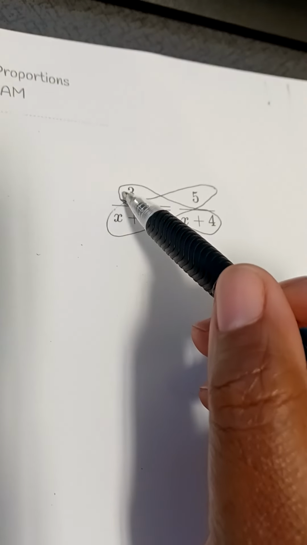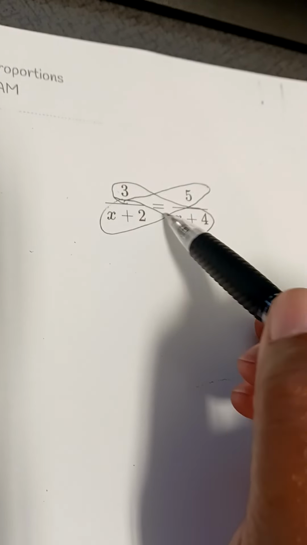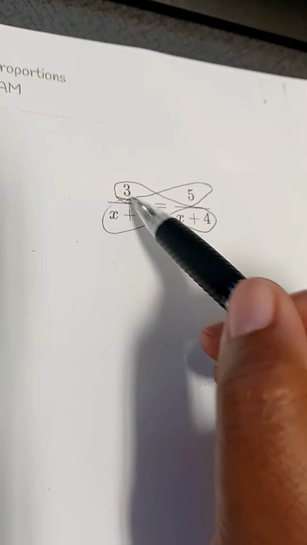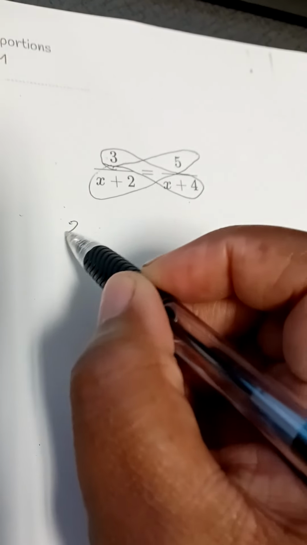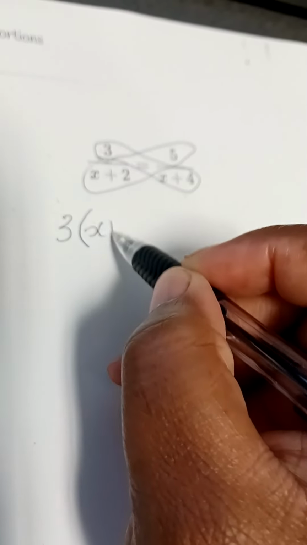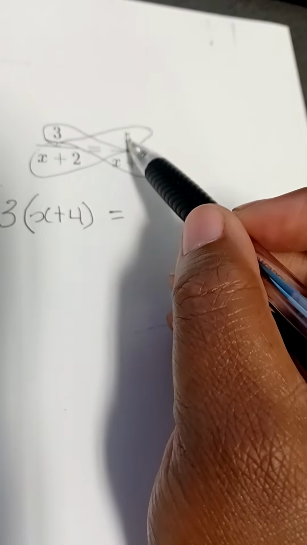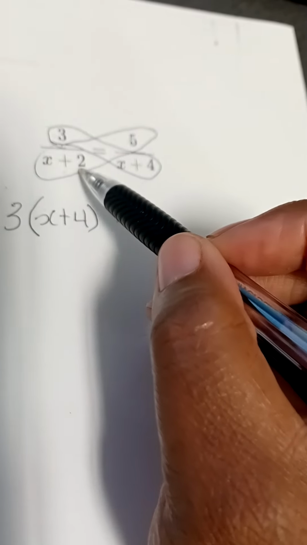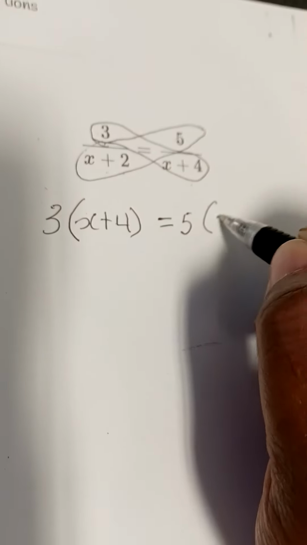So now we're going to take our numerator and multiply it with our denominator on the opposite side. See the equal sign? So we have the 3 multiplied by x plus 4. Let's write our 3, parentheses, x plus 4. And on the other side is equal to 5 multiplied by x plus 2. So we have 5, and then we multiply by x plus 2.